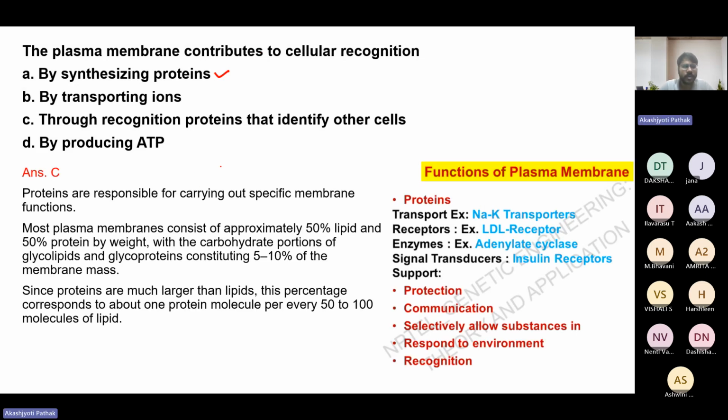So the proteins are responsible for carrying out specific membrane functions. Most plasma membranes consist of approximately 50% lipid and 50% protein by weight, with the carbohydrate proportions of glycolipid and glycoprotein constituting 5 to 10% of the membrane mass. Since proteins are much larger than lipids, the percentage corresponds to about one protein molecule for every 50 to 100 lipid molecules. These are some extra information I put for your information. So around 50% lipid and 50% protein by weight is present, but the proteins are much larger. That is why.